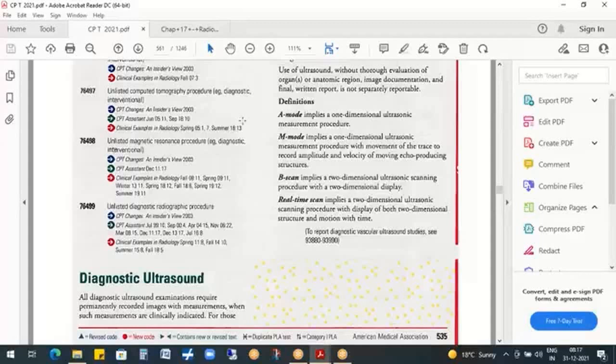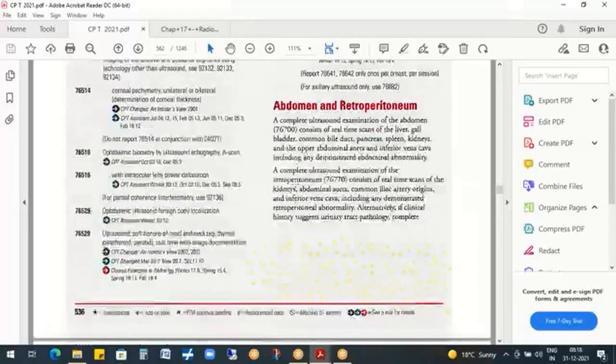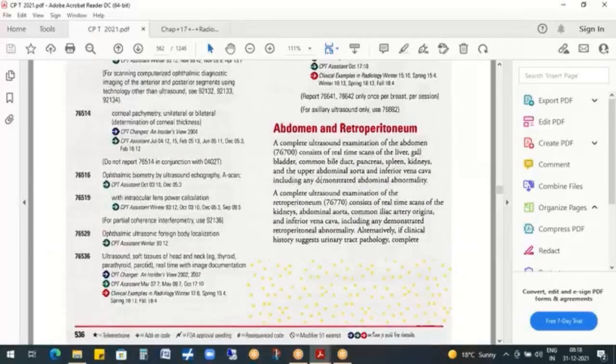B scan, real time scan. Now, here in this concept, we need to understand ultrasound of abdomen. Make heading: Ultrasound of abdomen.